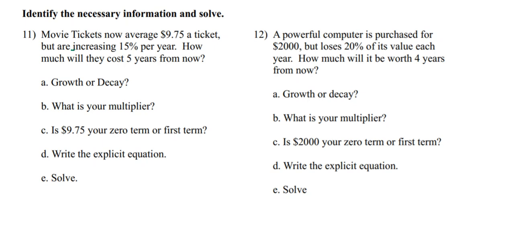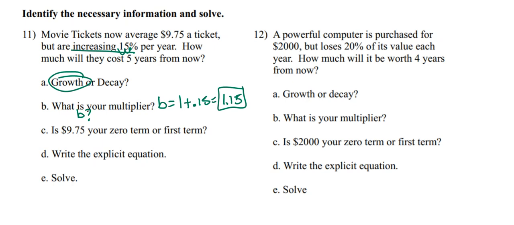So again, increasing is going to be an indicator of growth. So this is exponential growth. What is your multiplier again? That means they're asking us for b. So b is going to be, since it's growth, 1 plus the percent. So that decimal will be 1 plus 0.15. So it's going to be 1.15.